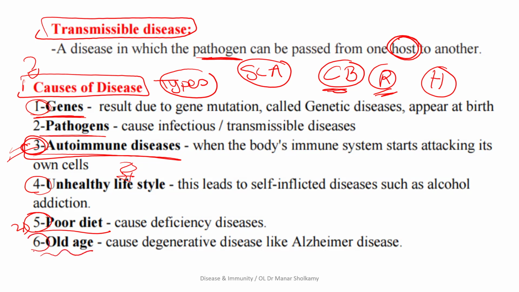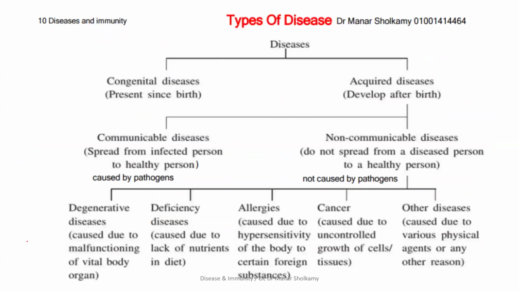Some diseases only come at old age, like Alzheimer's, like degenerative diseases, back pain, knee pain. These usually come at old age. So you have this in your notes. It's really, really easy. It looks scary, but it's very easy.